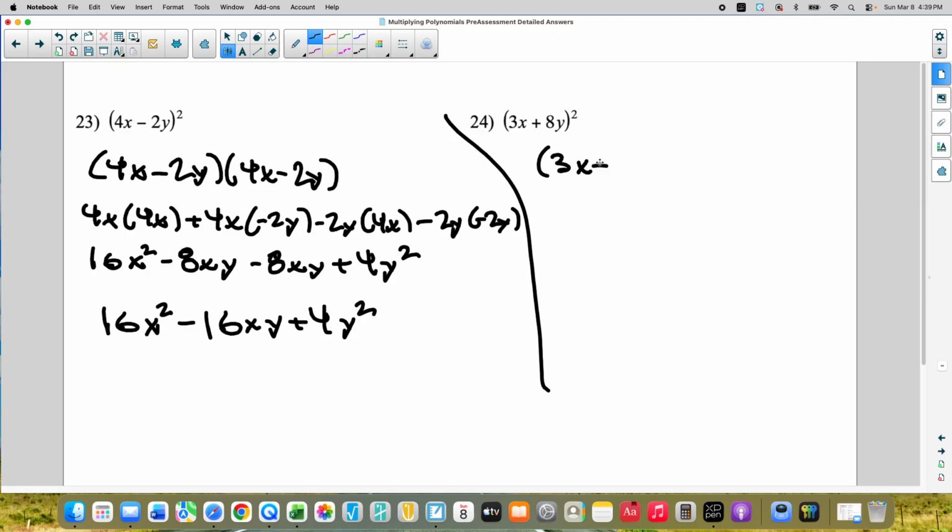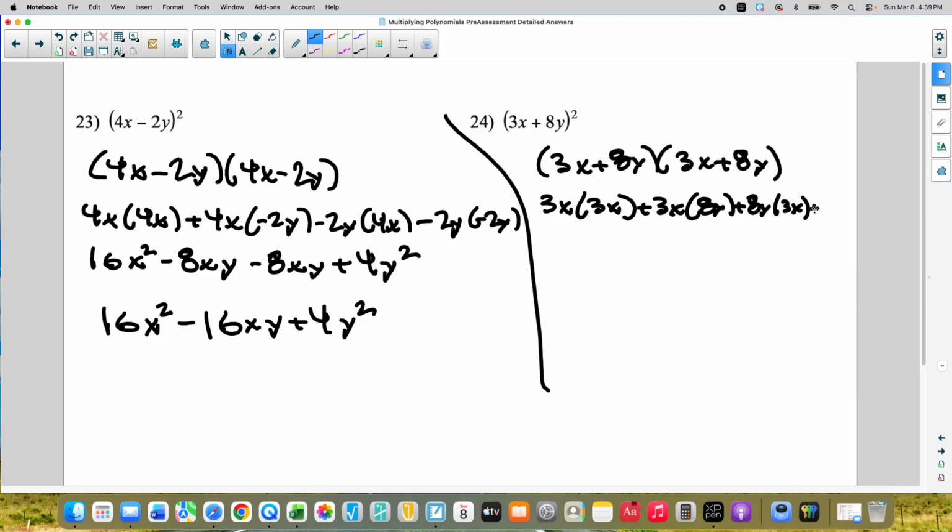Next one, 3x plus 8y times 3x plus 8y. And my voice has put my wife to sleep. It is, so if you're already sleeping also, I get it. 3x times 3x plus 3x times 8y plus 8y times 3x plus 8y times 8y. I'm running out of space.